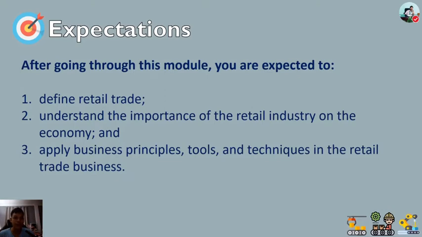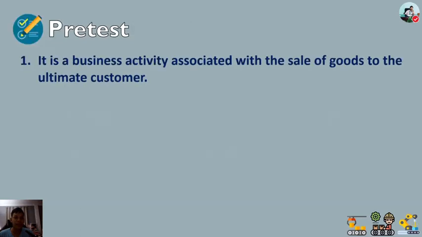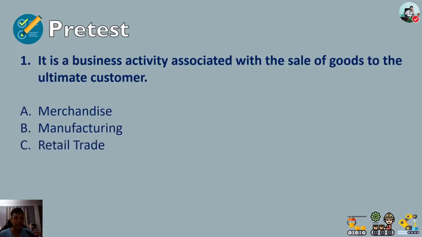Before we proceed to our formal discussion, we will have a pre-test first. Number 1, it is a business activity associated with the sale of goods to the ultimate customer. A. Merchandise. B. Manufacturing. C. Retail trade. Or D. Service trade. The answer for number 1 is retail trade.